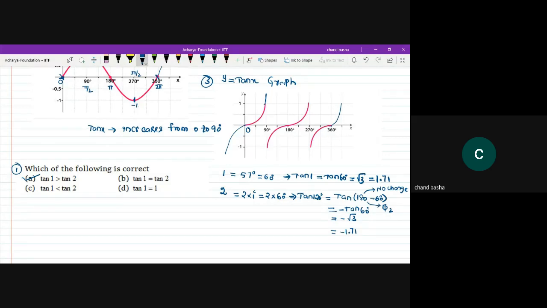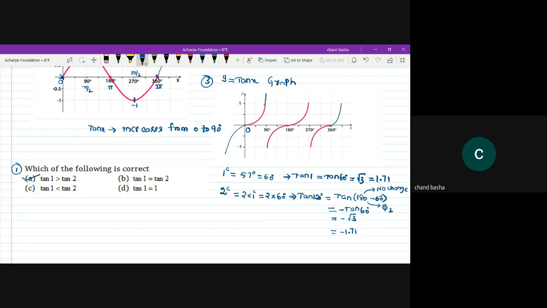Let us see what he asked. We have 1, and 1 means 1 radian. 1 radian means 57 degrees, as I said. Approximately, the nearest value is 60. Tan 1 is tan 60, root 3, value 1.71. There is a problem with 2 radian. 2 radian means I can take 2 into 1 radian. 1 radian means 60 degrees. 2 into 60 means 120.